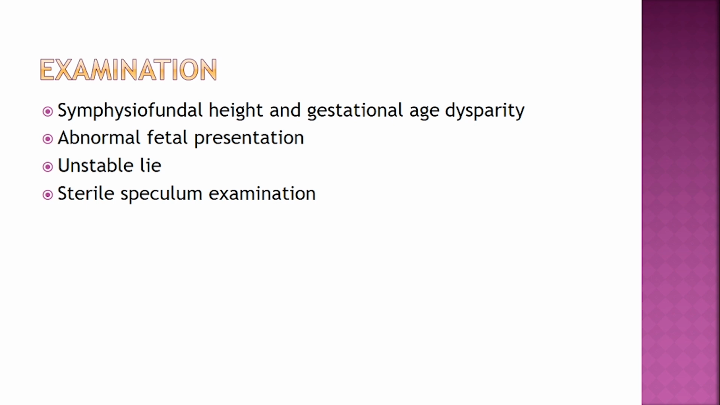Then abnormal fetal presentation. Polyhydramnios can lead to abnormal fetal presentation or unstable lie. Because there is so much fluid and space, the baby will just be moving from one lie to another, maybe transverse, maybe oblique, maybe cephalic. The next time you are seeing the woman, you discover that this is now breech because of polyhydramnios. Start thinking that probably the fluid volume is much. Then on examination, you can do a sterile speculum examination if you are suspecting pre-labor rupture of membranes.